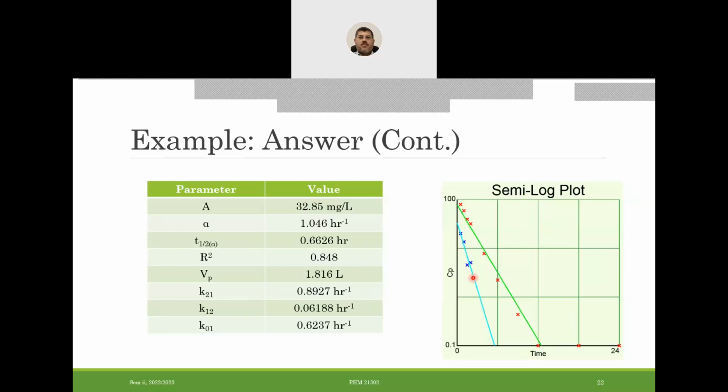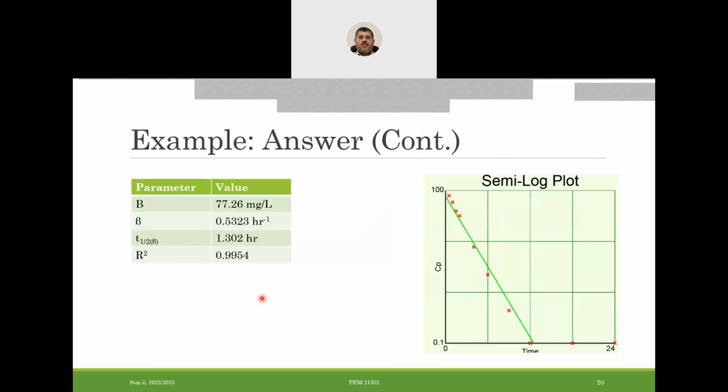I connected the points here, so I got this intercept, which is A. The slope of this line is alpha. If I want to calculate the half-life of this alpha phase, then I divide 0.693 by alpha, which is 1.046. If I want to calculate the Vp, then I just follow the equation and compensate the values. You can calculate Vp as dose divided by CP node. CP node is the total of A and B.